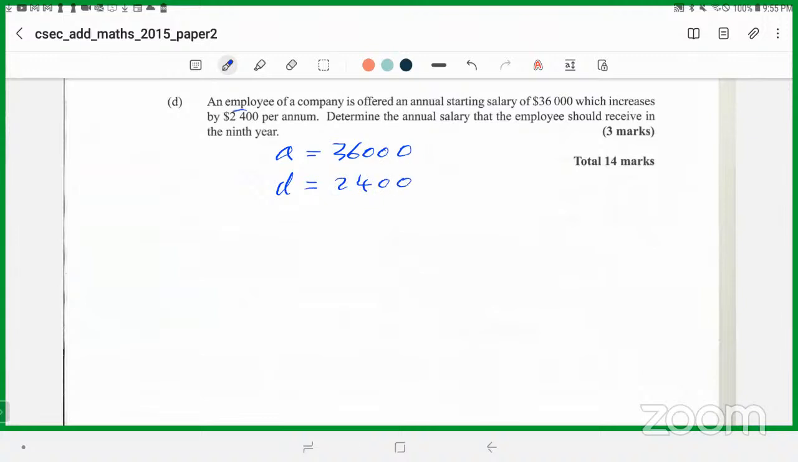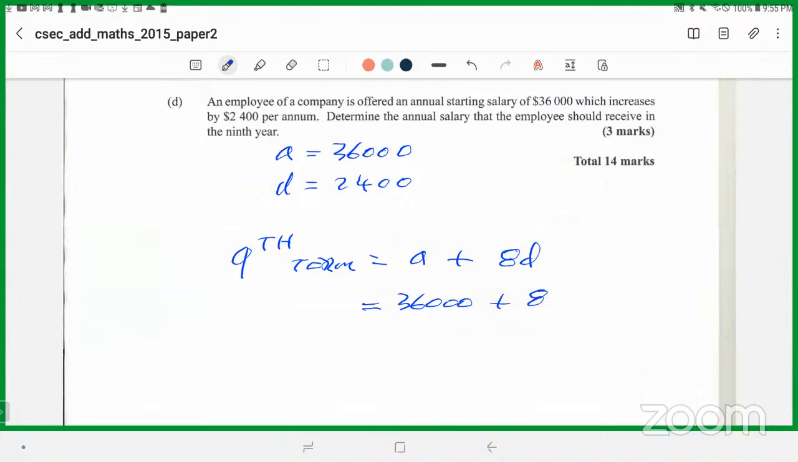So AP is increasing by the same amount each year, you're adding the same amount each year. And it's asking for the salary in the 9th year, not asking for a sum, it's asking for the 9th term. So the 9th salary. That's what it's asking us for, which is A plus 8D. Does that make sense? Because you start with this and you add this 8 times, as you're talking about the 9th year.